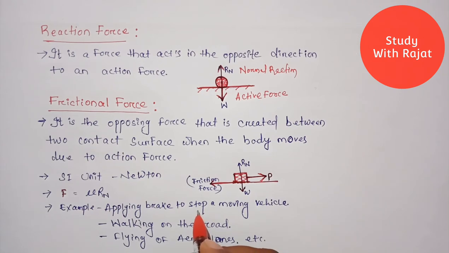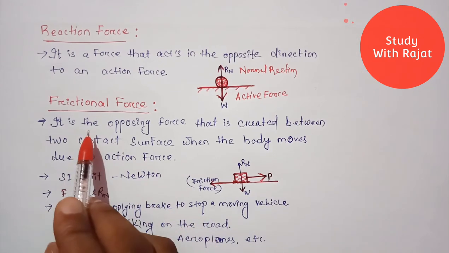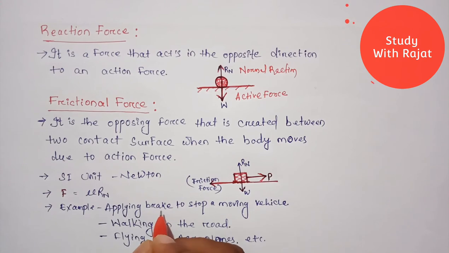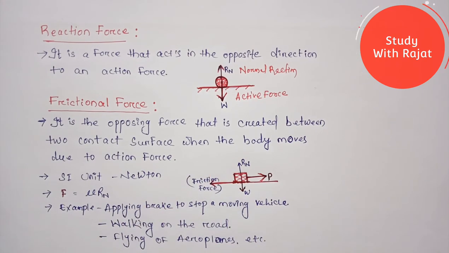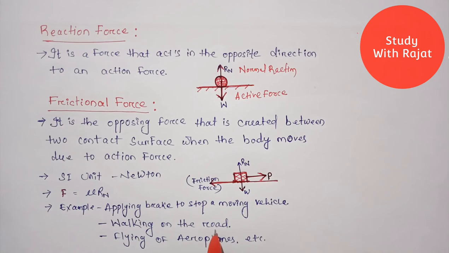So how does it stop? Because of the frictional force, the rubber of the brake will push towards the moving wheel and the wheel will be stopped. Walking on the road also involves the friction force, so that's why we are able to walk. Flying of aeroplanes, these are the examples of the friction force.